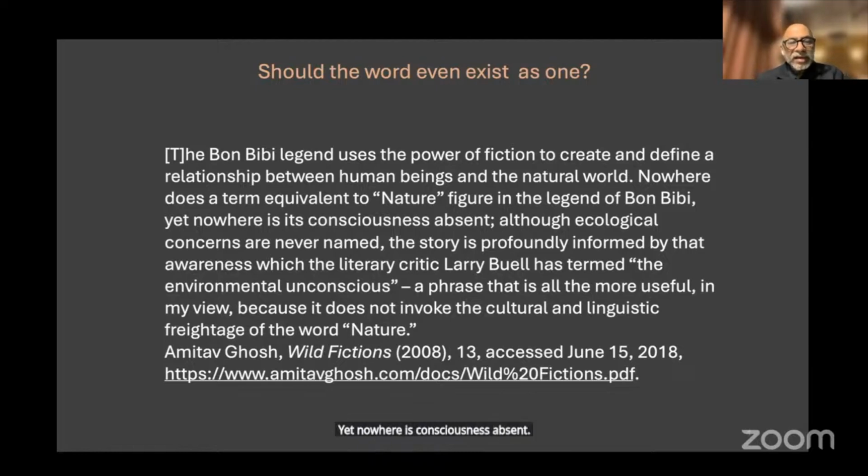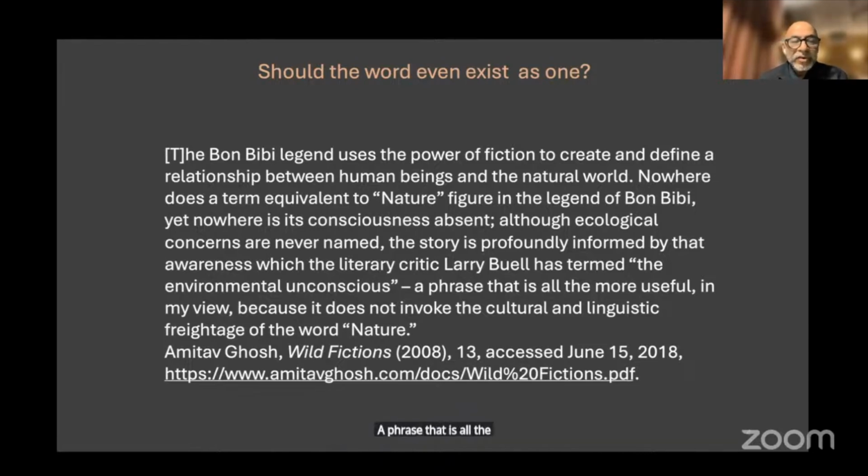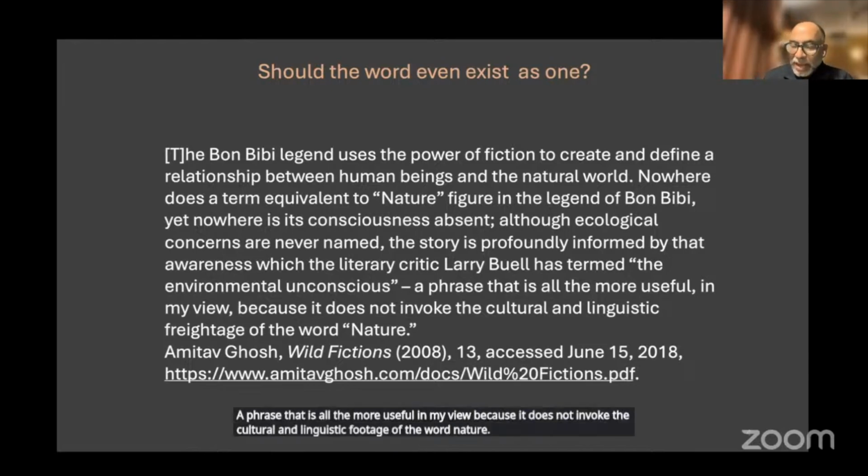Though ecological concerns are never named, the story is profoundly informed by awareness, which the literary critic Lawrence Buell has termed the environmental unconscious. A phrase that is all the more useful in my view because it does not invoke the cultural and linguistic freightage of the word nature.